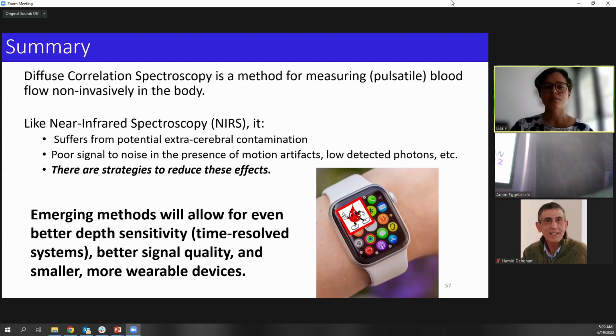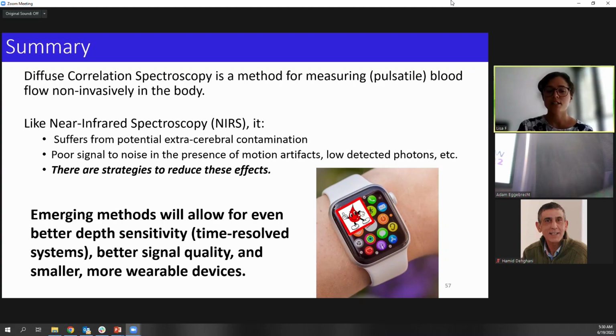And just to finish off, diffuse correlation spectroscopy is a method for measuring potentially pulsatile blood flow signals non-invasively in the body. There are other related techniques such as speckle contrast techniques that can also measure blood flow non-invasively in the body. These techniques are all related to near-infrared spectroscopy, and therefore they all suffer from the potential extracerebral contamination. And then there are also issues related to the presence of motion artifacts. Low detected photons can also be an issue. However, there are strategies to reduce these effects.